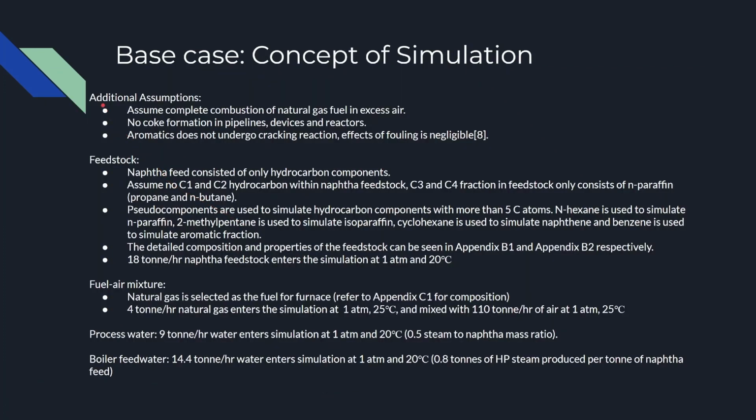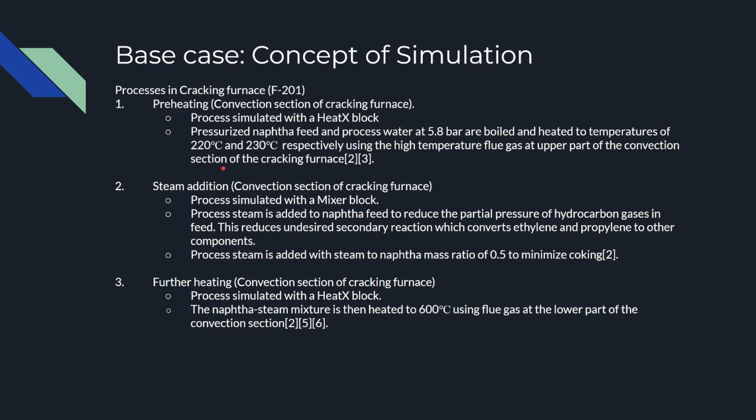Some other assumptions used can be seen here, and the naphtha feedstock only consists of hydrocarbon components, mainly of C3 and above. The components of C5 and above are simulated using pseudo components, and the steam to naphtha feed ratio is 0.5:1, and both the feed streams are pressurized to 5.8 bars before they are preheated and mixed.